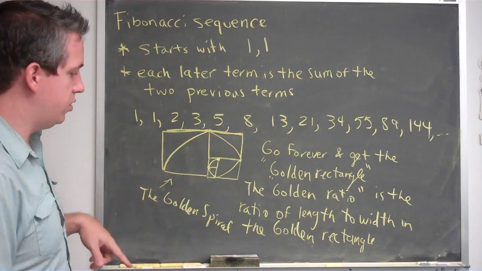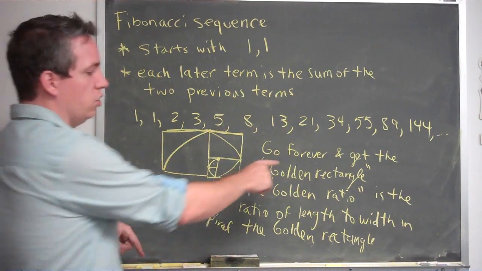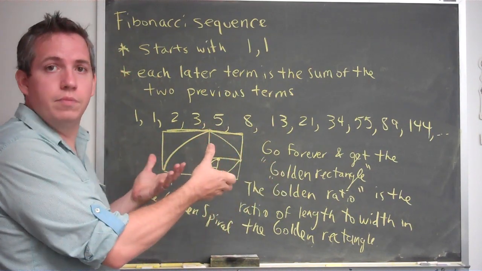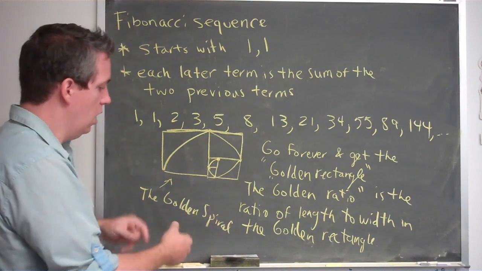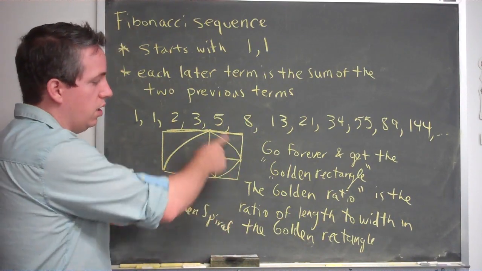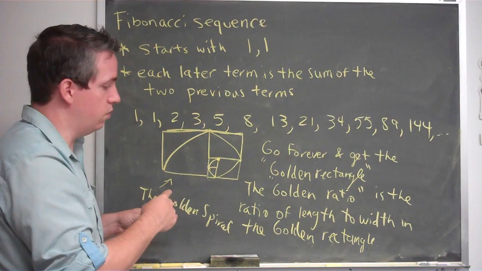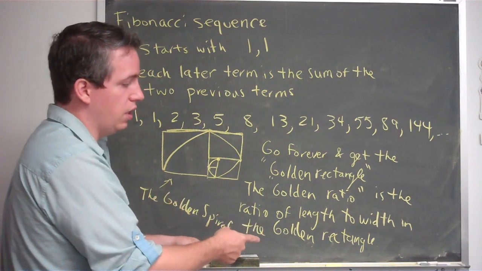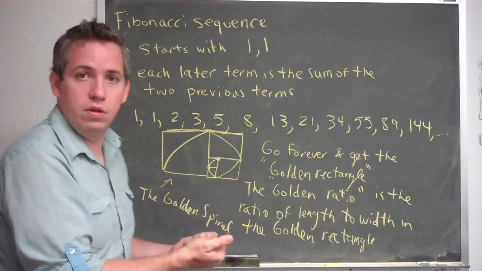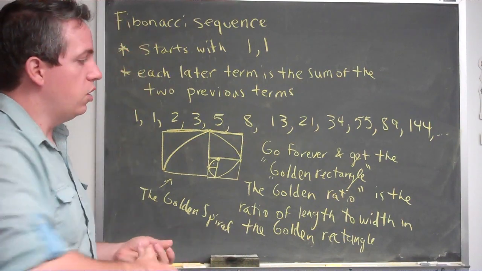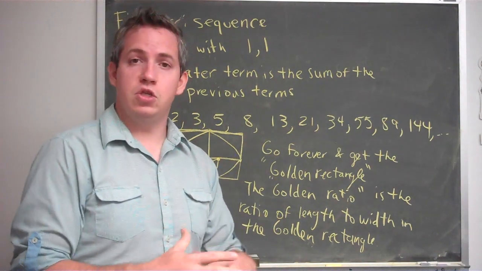So to sum up what we talked about so far, the golden rectangle is the rectangle that you get by putting these squares together nicely. The golden spiral is the spiral that you get by creating a spiral inside those squares. And the golden ratio is the ratio between the length and the width of the golden rectangle. The reason why these are all called golden is because they show up in nature.